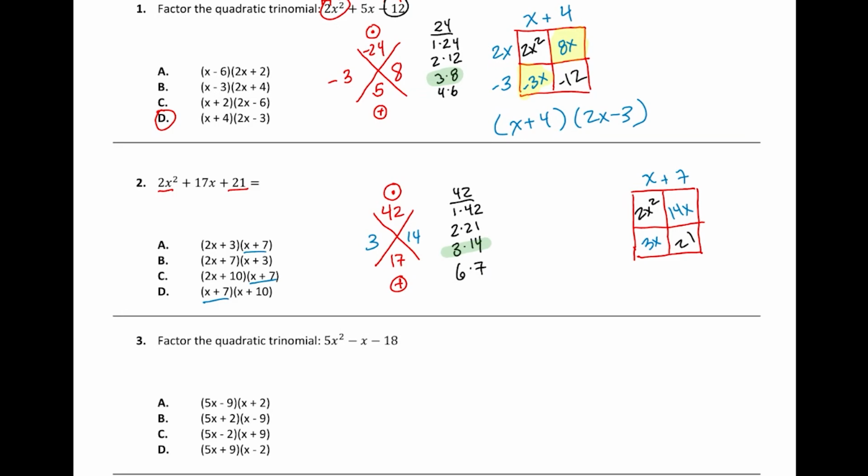But now let's find the GCF of each row. For the first row, the GCF is 2x. And for the second row, the GCF is 3. So the first factor was x plus 7. The second factor is 2x plus 3. So our answer is A.